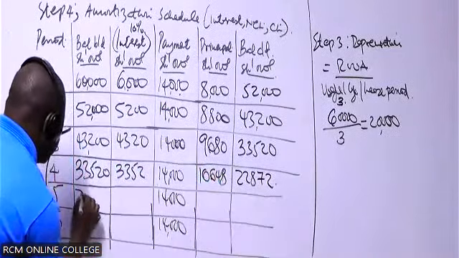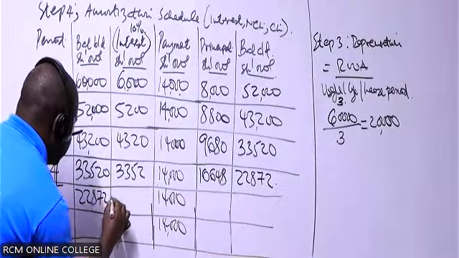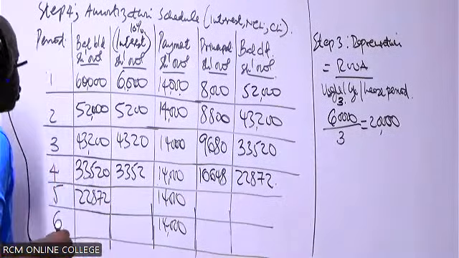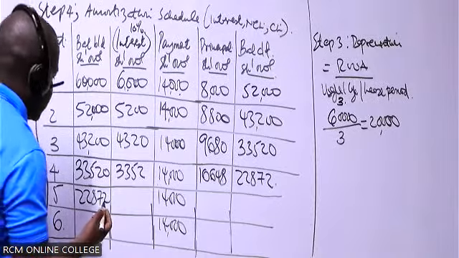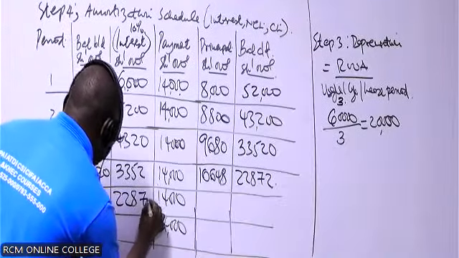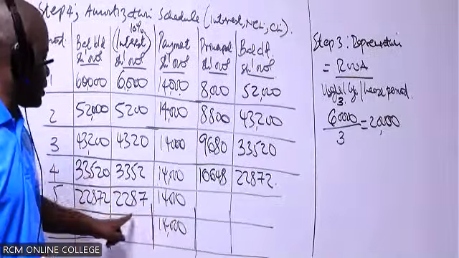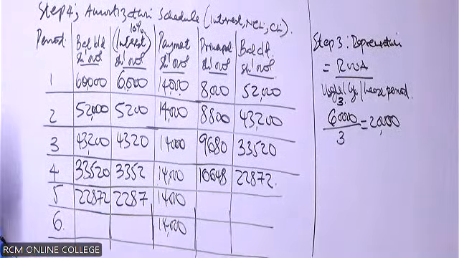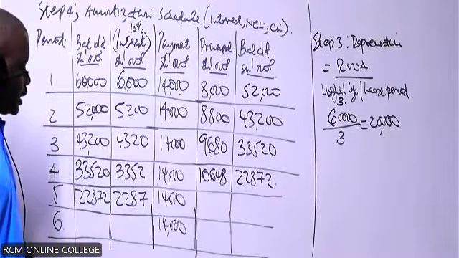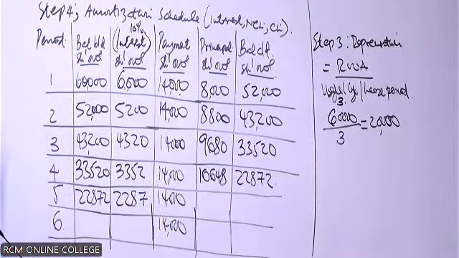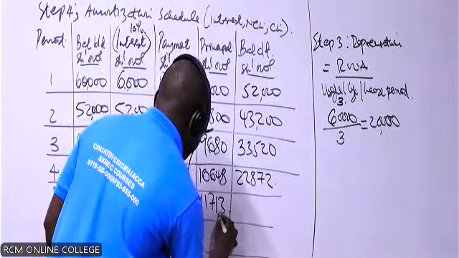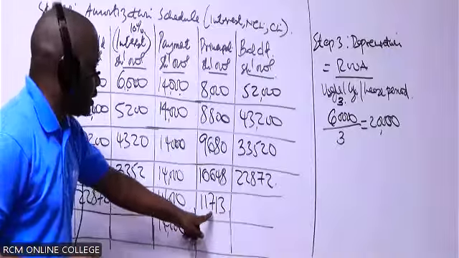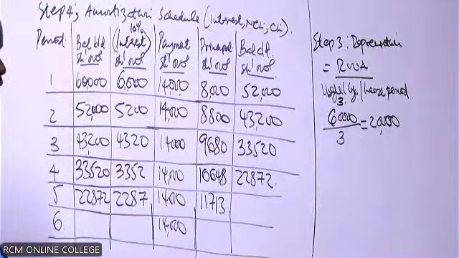So we open here with 22,872. The interest will come to 2,287.2, so you can just round off to 2,287. You take this minus this to know how much of the principal amount they are paying. I can see 11,713. Then you take this minus this to know how much is the balance carried down by the end of the 5th year.